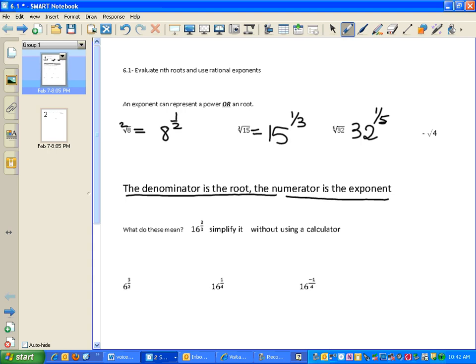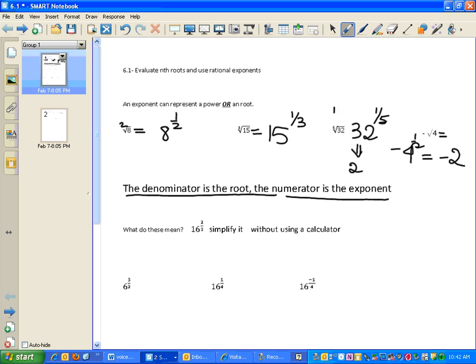Notice that this negative sign is outside the root. So I can write this one as -4 to the 1/2, which we know this one to be what? Negative. And we know this one to be positive 2. Okay? Yes?